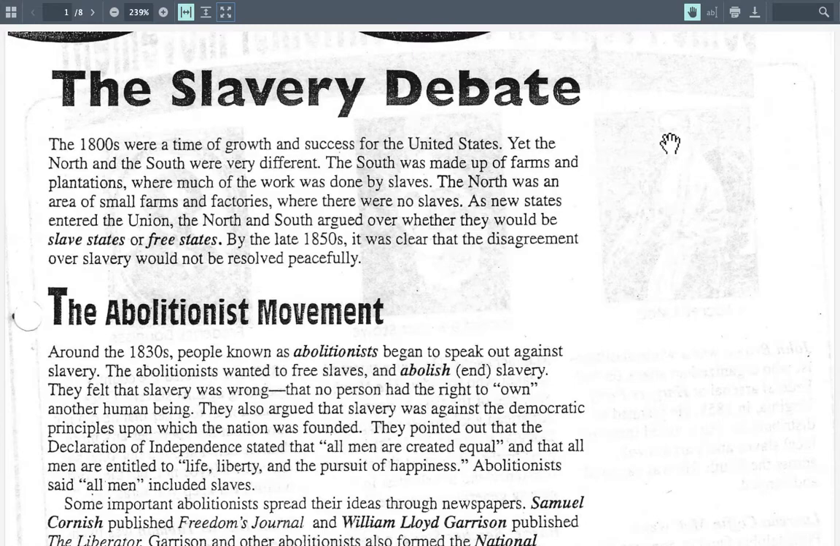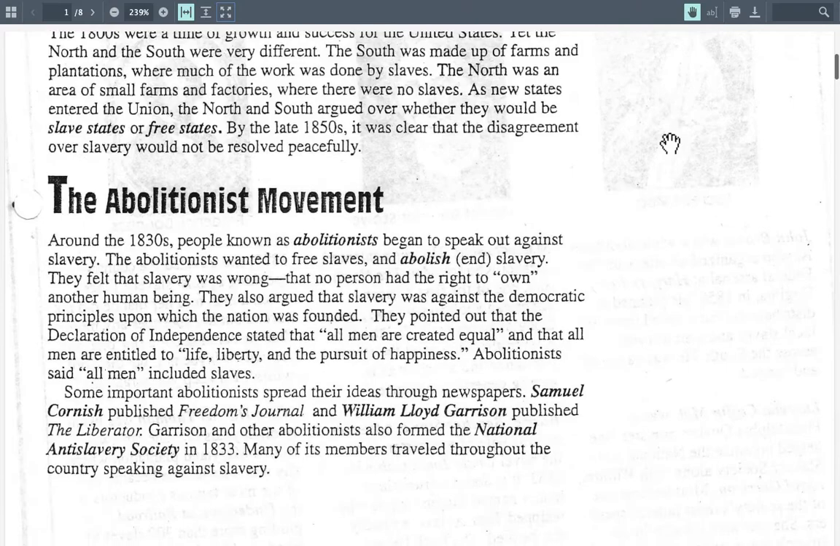As new states entered the Union, the North and South argued over whether they would be slave states or free states. By the late 1850s, it was clear that the disagreement over slavery would not be resolved peacefully.